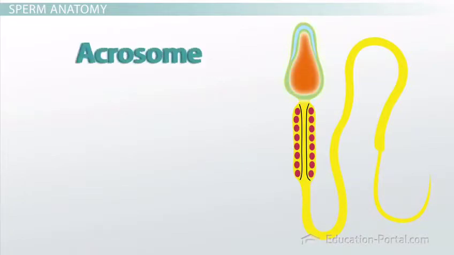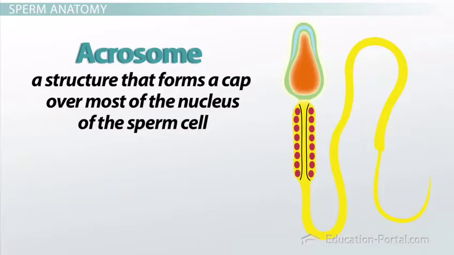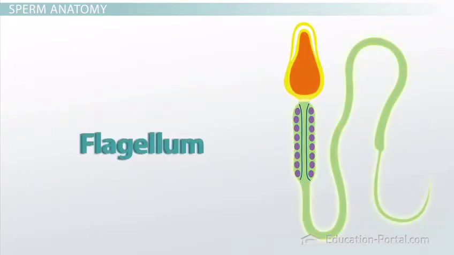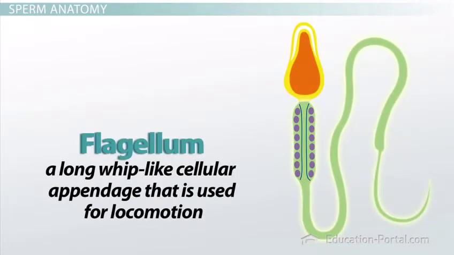The acrosome is a structure that forms a cap over most of the nucleus of the sperm cell. The main job of the acrosome is to penetrate the outer layers of the ovum so that the sperm can get inside. The flagellum is a long whip-like cellular appendage that is used for locomotion. A sperm cell uses its flagellum in a whip-like fashion, lashing it back and forth to propel the sperm forward.